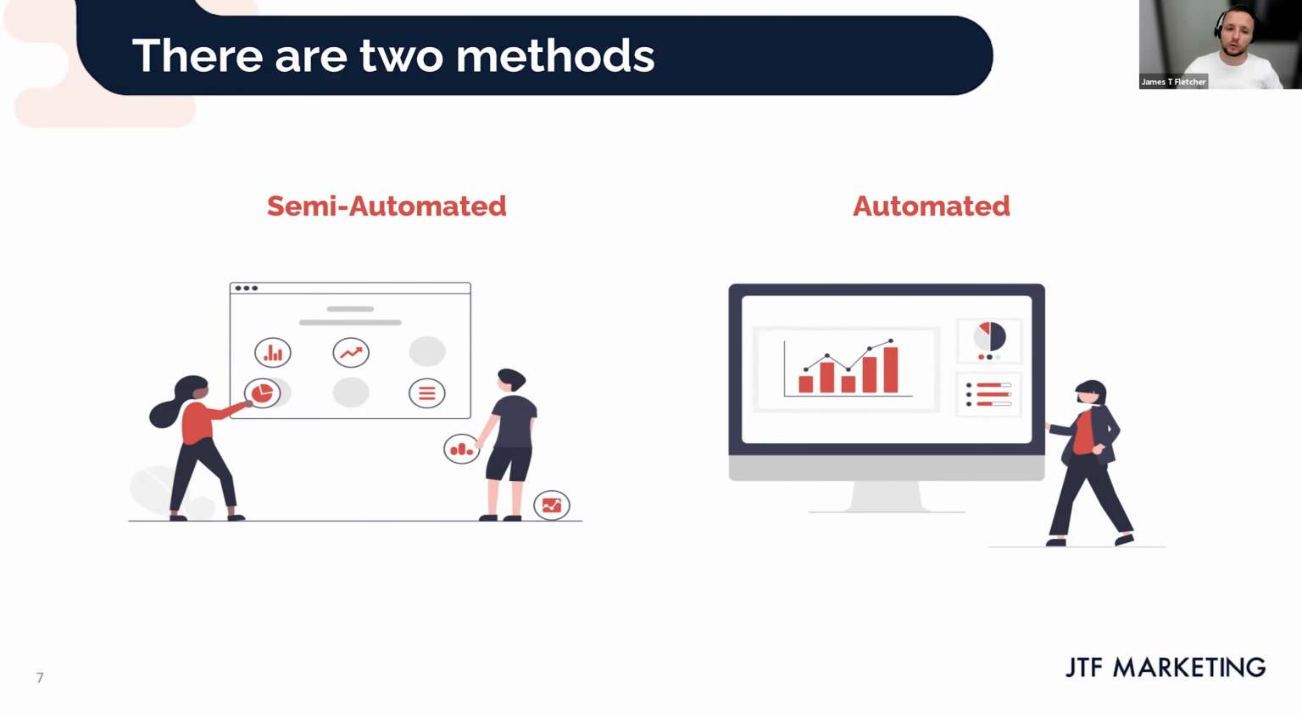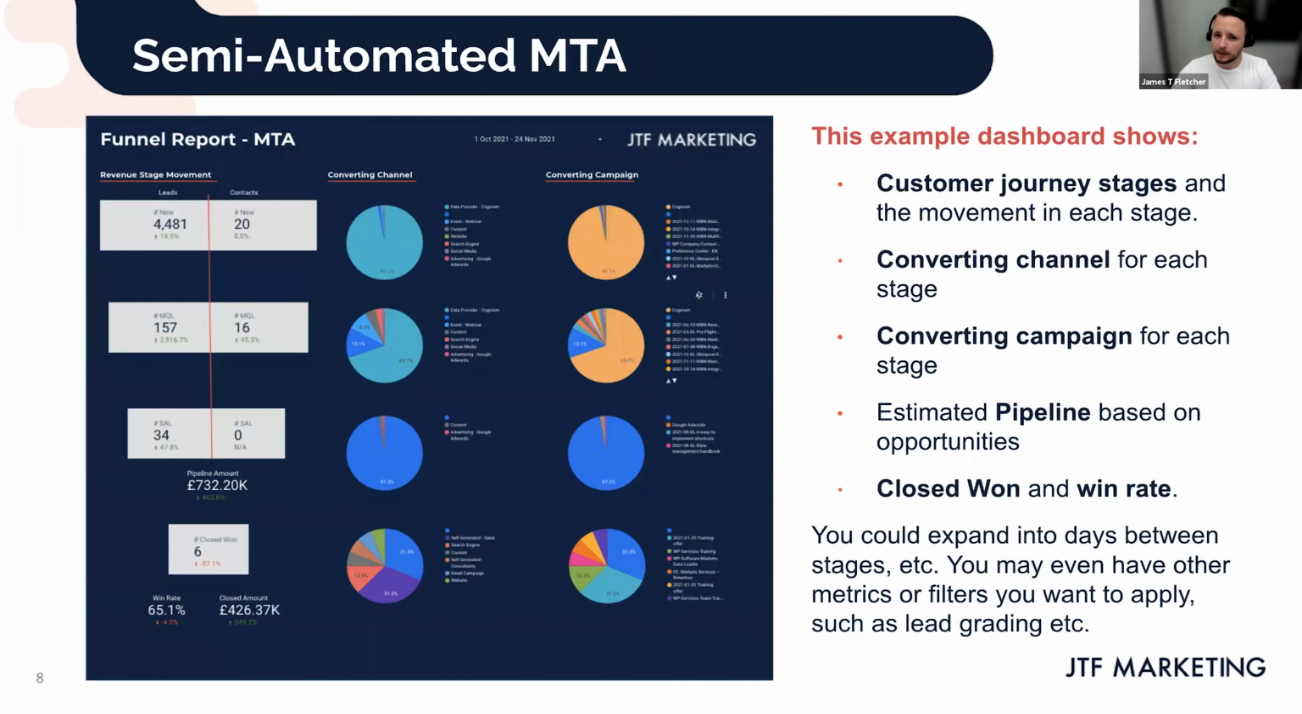Now, depending on where you are with your budget, with your maturity, on that scale of journey, you may not be ready for automated, or you may be way past semi-automated. You might already be there right now. So again, choosing the right one for you is going to be based on your business, on your experience, on your knowledge, and especially on the quality of data that you have. So looking at the semi-automated multi-touch attribution, I've created this dummy dashboard just to give you a view of what something could look like.